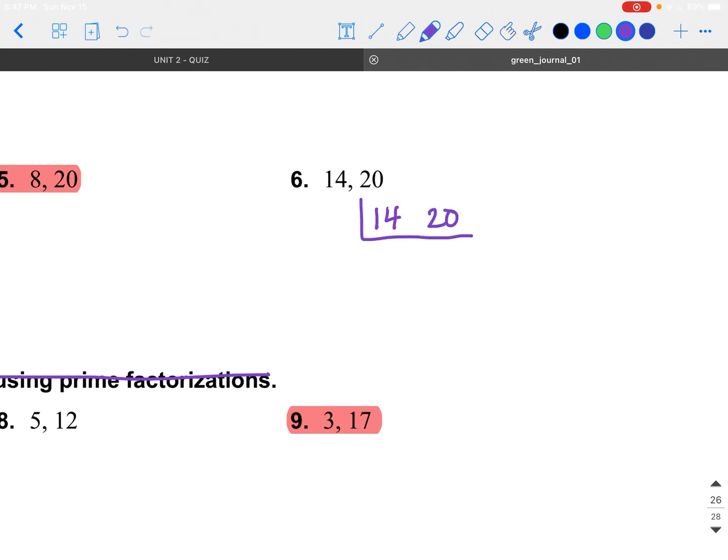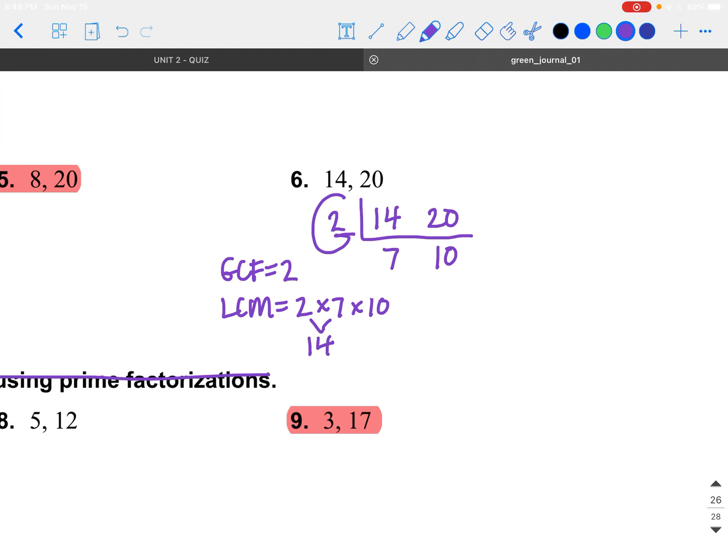So I'm going to think of something that goes into them. I know they're both even. My divisibility rules tell me 2 goes into any even number. So this turns into 7 and 10. 7 is one of my main prime numbers, so I know nothing else goes into that. So once again, this vertical column would be my G, so my greatest common factor would be 2. And my least common multiple would be 2 times 7 times 10. 2 times 7 is 14, and 14 times 10 would be 140.